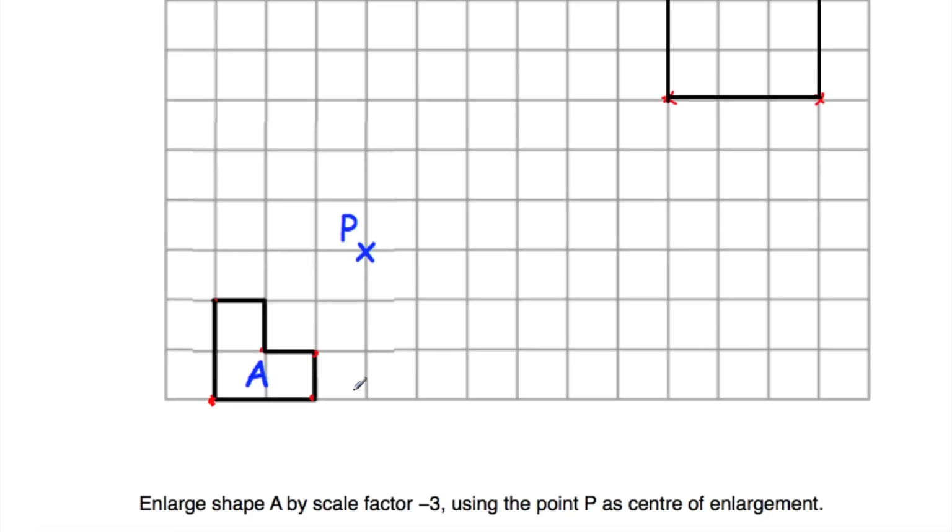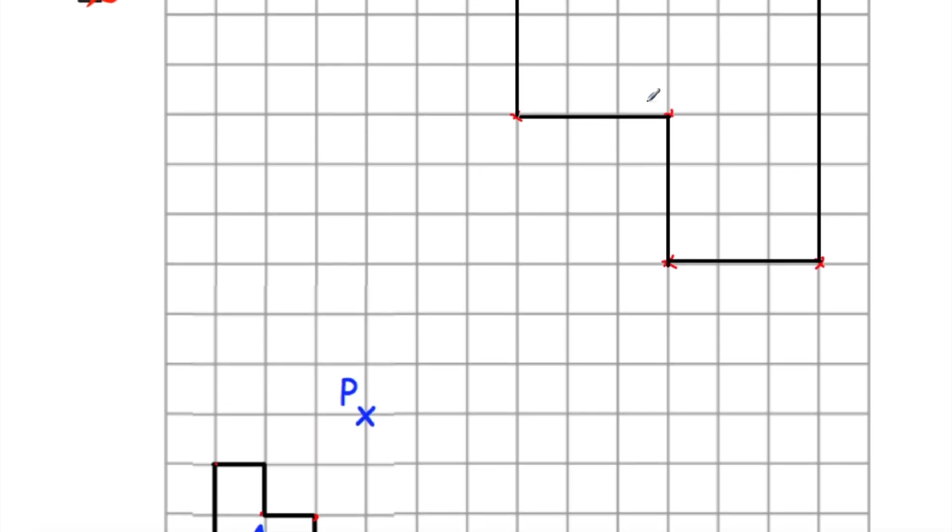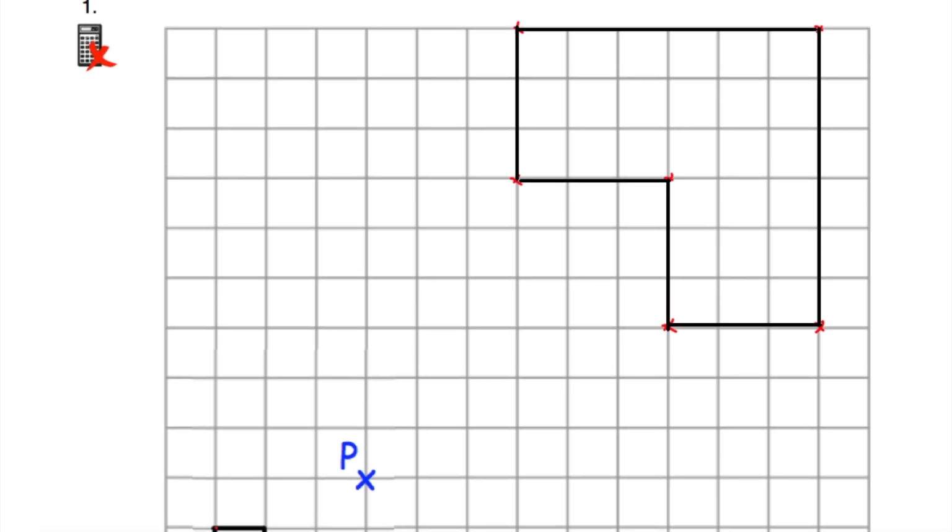And that's it. The question says, enlarge shape A by scale factor -3 using P as centre of enlargement. As you can see, it's 3 times bigger, but it's in the opposite direction. So that's -3, our scale factor. And that's where the shape would be. Okay, next, question number 2.